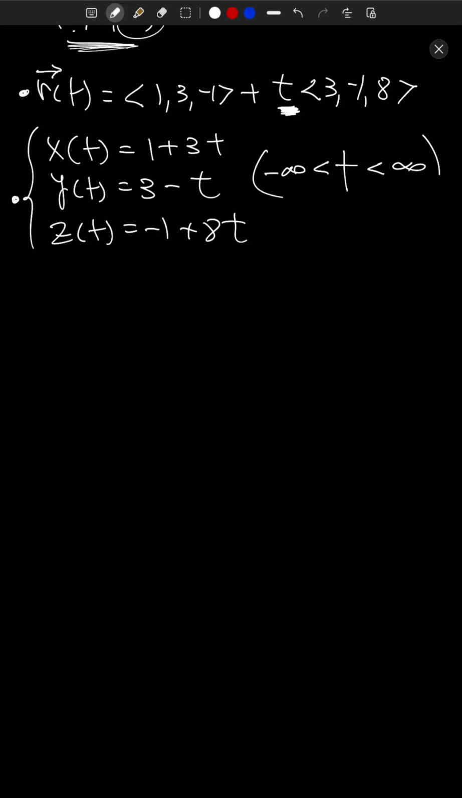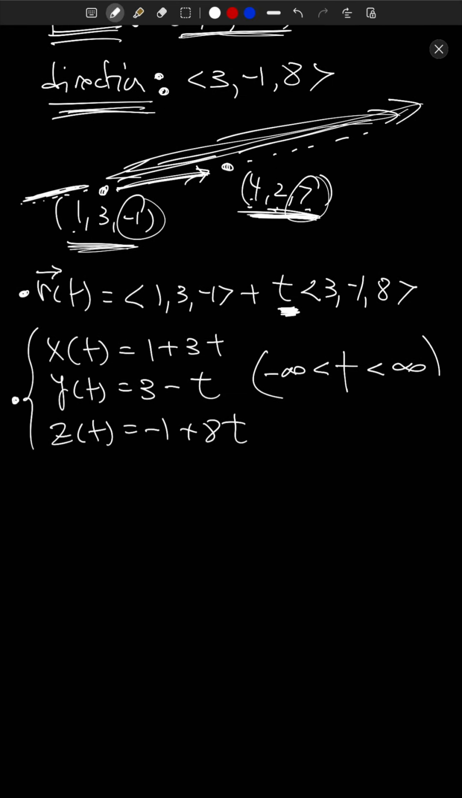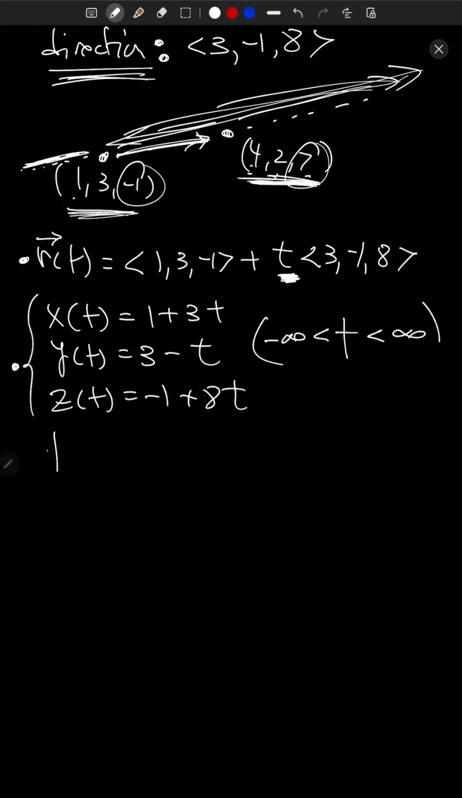By the way, I should say something here. Notice that if we do a description of a line using this procedure, when t equals zero, what point am I getting? Either way, I'll write down both. r of zero is going to be equal to, t is zero there, so that term is zeroed out, 1, 3, minus 1. And that just happens to be our starting point.